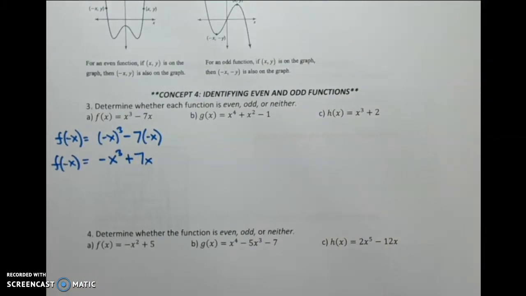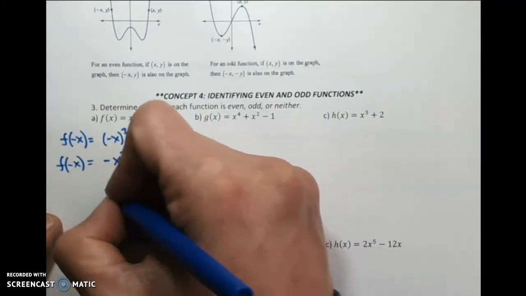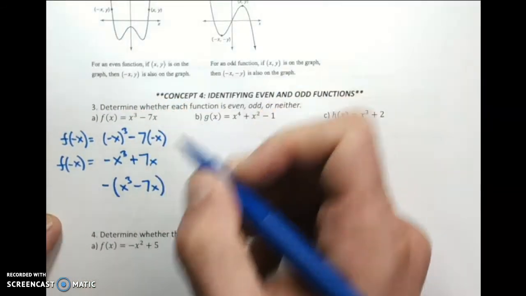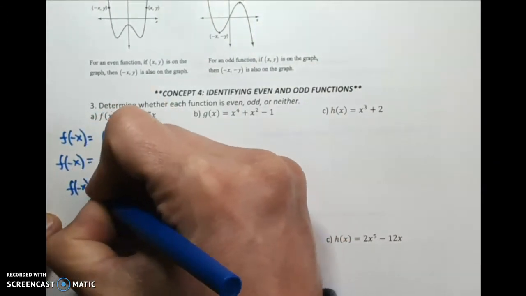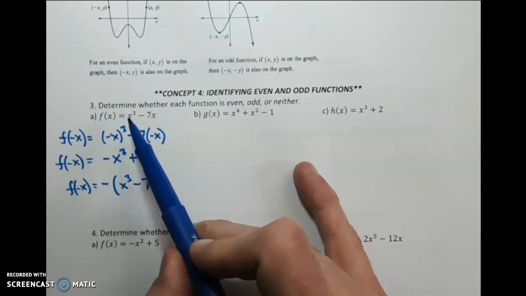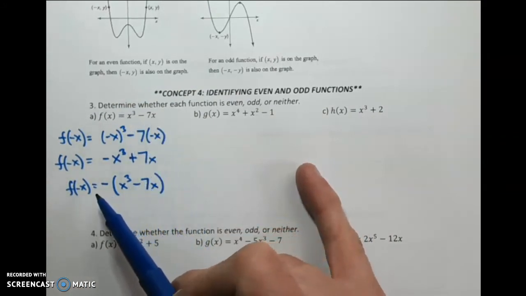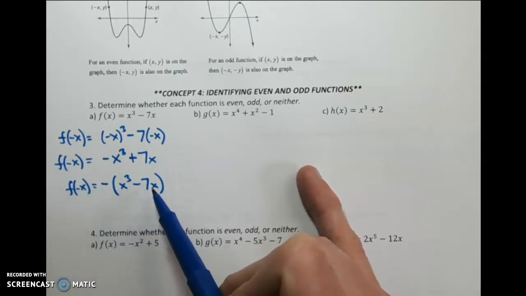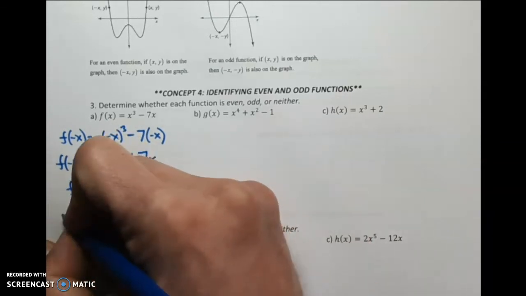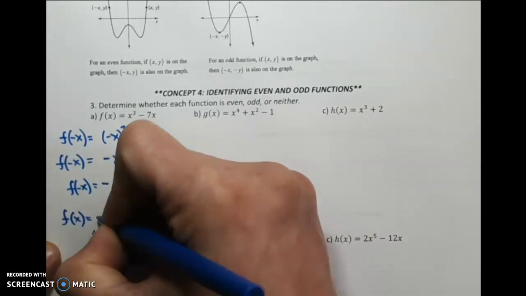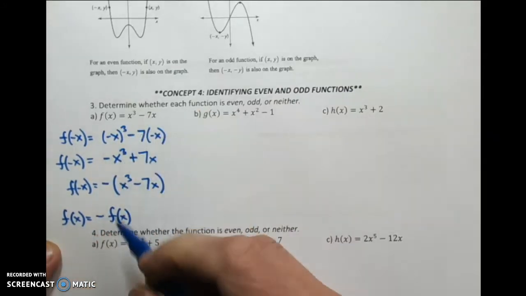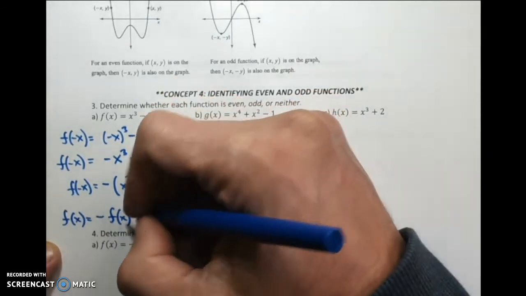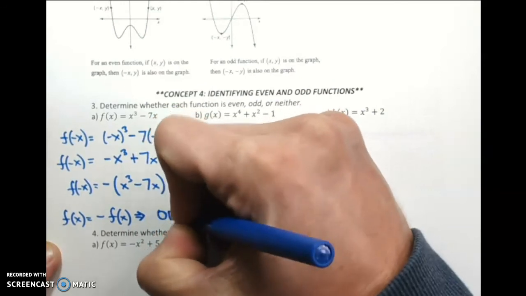Now, if I go ahead and factor out this negative, I'm left with x cubed minus 7x. Right? I look back here, f of x is x cubed minus 7x. And look at here, f of the opposite of x is the opposite of x cubed minus 7x. So that fits perfectly with this odd function, because f of the opposite of x equals the opposite of f of x. Okay, so what's that telling me again? It is an odd function.